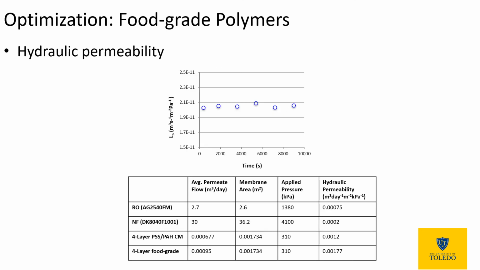We also examined the long-term stability of these. Long-term is a relative word here because we only went up to about 10,000 seconds, but over the time frame that we did these experiments, we saw comparable stability using the food-grade polymers to that using the PSS and the PAH. Down here in the table, you also see a comparison of the hydraulic permeability from the PSS-PAH membrane and that from the food-grade polymers, the polylysine and the sodium alginate. You see we have comparable values for the hydraulic permeability.